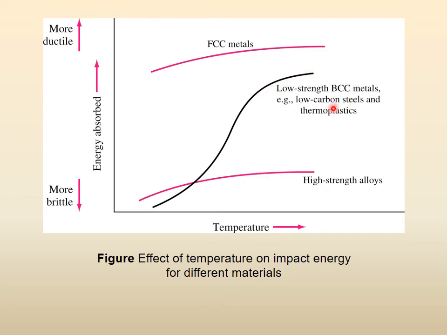Now, some materials, especially some low strength BCC materials, like low carbon steels and some of thermoplastics, they have a varying nature. They don't have a simple nature. You see, these have almost the same nature. They don't change much if you change the temperature. If you have a low temperature, their toughness is this. If you have a very high temperature, their toughness is this. Very little change in the toughness. Similarly here, at low temperature, toughness is here. At high temperature, toughness is here. The difference is very small. But these metals at usual temperatures of room temperature or higher have a very decent high toughness value.